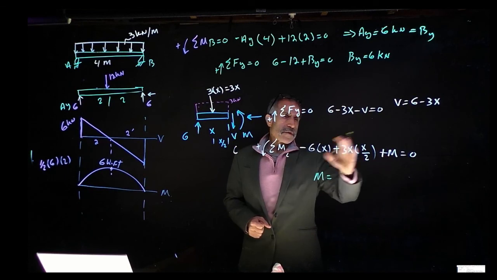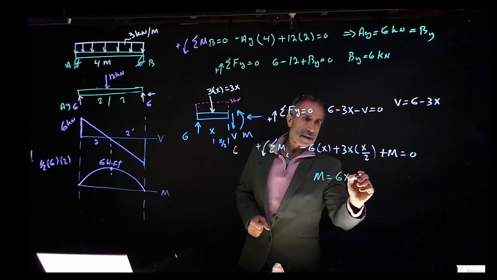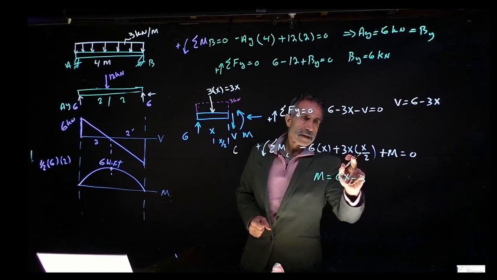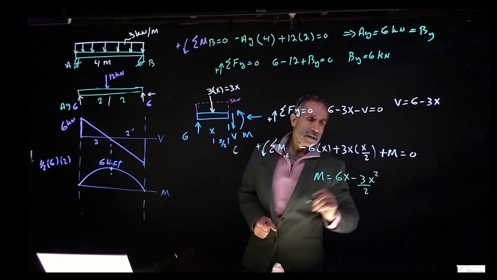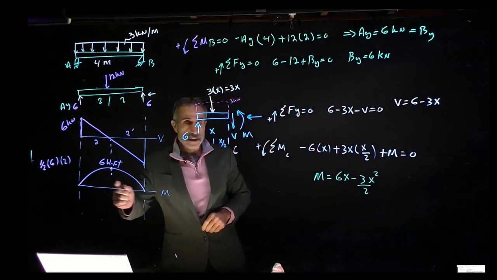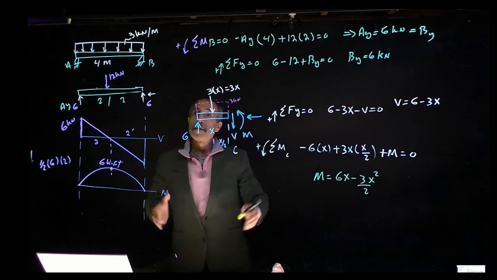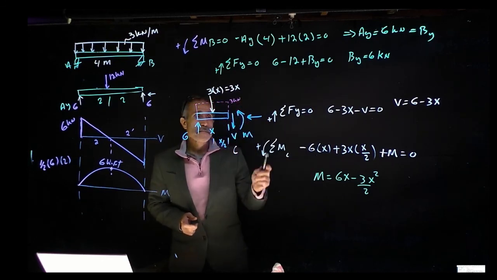Keep M and put the rest on the other side, so M equals positive 6x minus 3 divided by 2 times x squared. And there is the equation. So anywhere along the beam, I can tell you what my moment is going to be. And that's how we're going to do an equation.